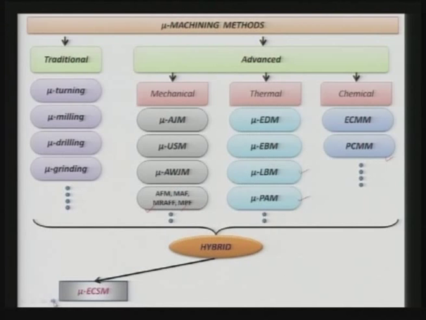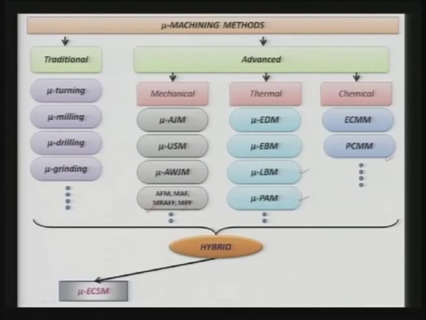Now, there are certain hybrid machining processes where, if you find that one particular type of machining process cannot perform to your satisfaction, then you can combine two or more traditional and advanced machining processes, or two advanced machining processes, to make use of the merits of both the machining processes.